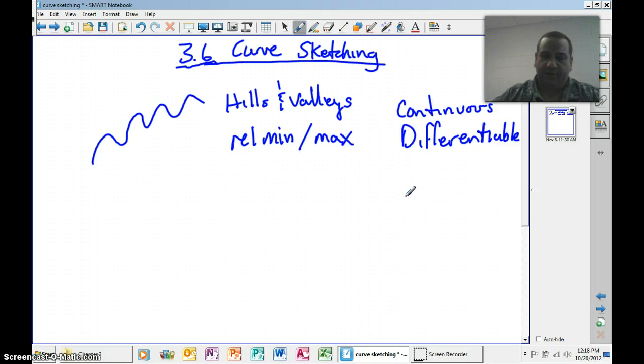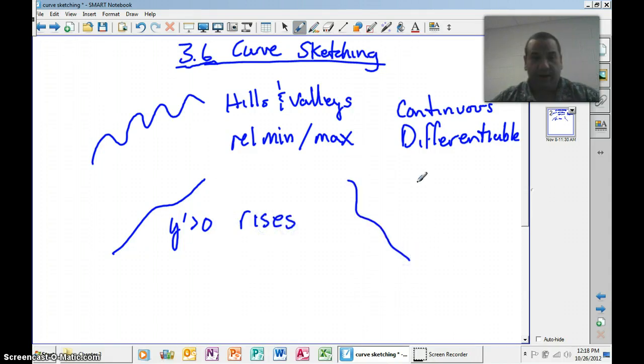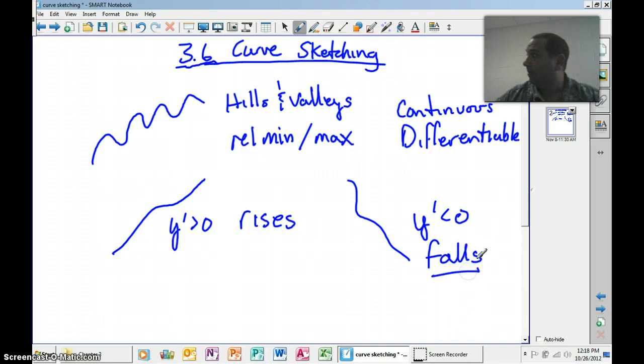You can have the graph, the derivative would be greater than 0, looks like this. The graph will rise. And if it's this way, the derivative is less than 0, and that means the graph falls. Okay?